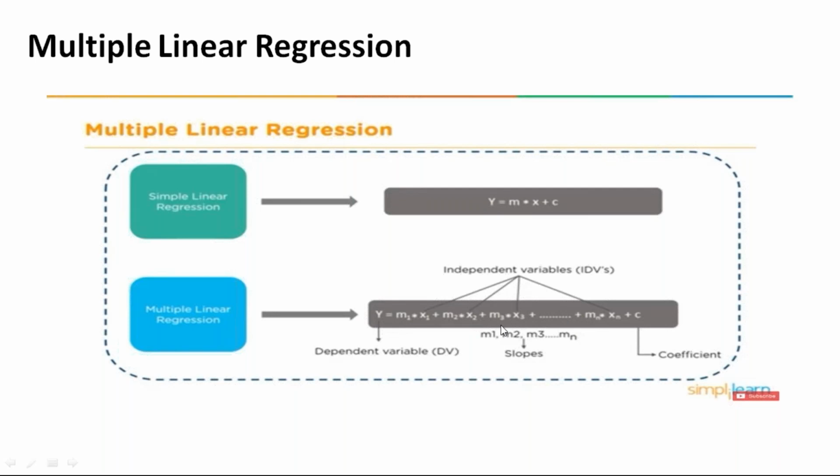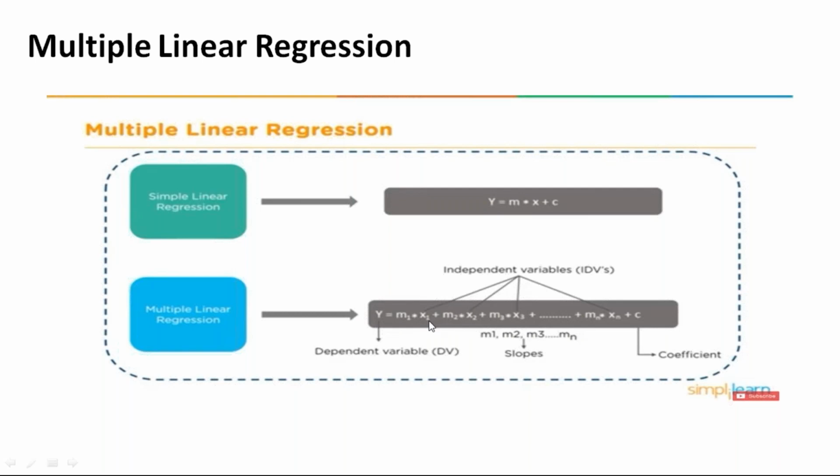So definitely for multiple linear regression, the minimum number of independent variables should be 2. It should be greater than or equal to 2. Then we can find out the dependent variable for predicting. Here M1, M2 are nothing but the slopes or coefficients, whatever we call them. We need to know these M1, M2 and M3 in order to best fit our line.